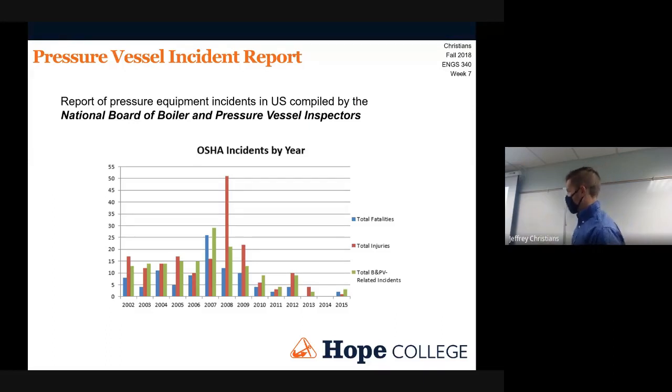You can see one of the things that we see from this is, thankfully, the number of incidents has gone down in recent years. Part of that is because of retiring systems, retiring coal power plants and such, and replacing that with new systems. I think a good question to ask though is, what is the current state of the art?